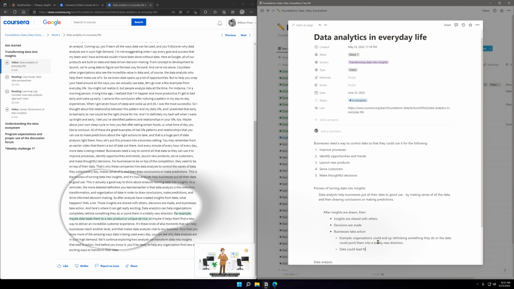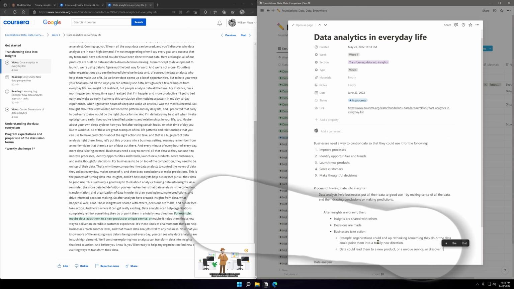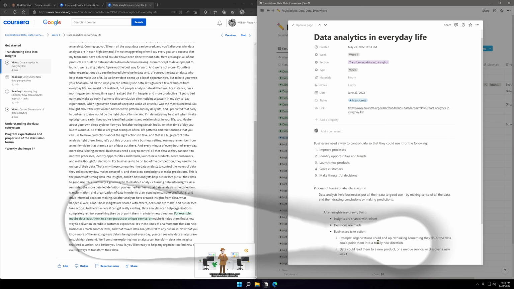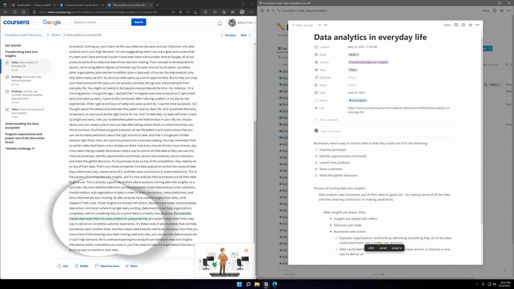It could lead them to a new product or a unique service, or discover a new way to deliver better customer service.